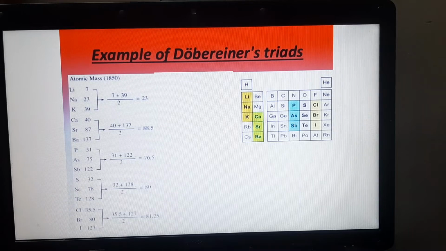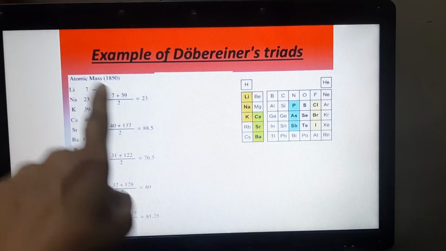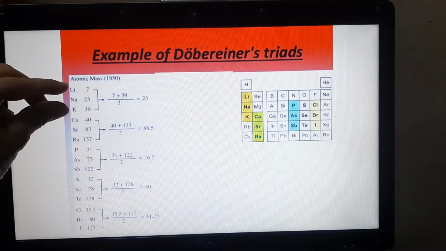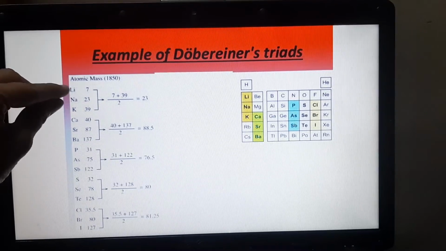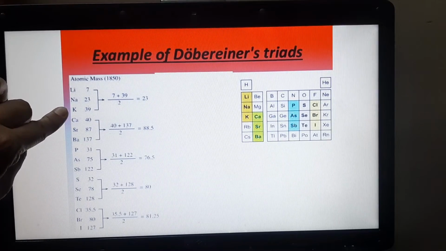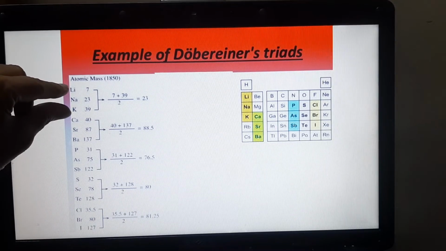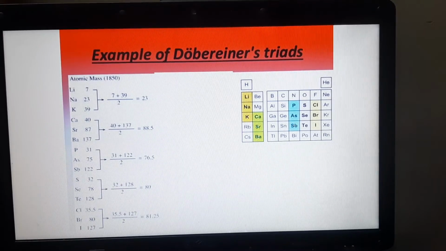And because they were in groups of threes, that is why it was given the name triads. And therefore they were called Döbereiner's triads. So whenever you think of Döbereiner, you have to think of Döbereiner's triads, which simply says that Döbereiner made groups of 3 elements having similar chemical properties, and he arranged them according to the increasing order of their atomic masses, and the average of the first and the last element of the triad is equal to the atomic mass of the middle one. I hope that concept is clear.